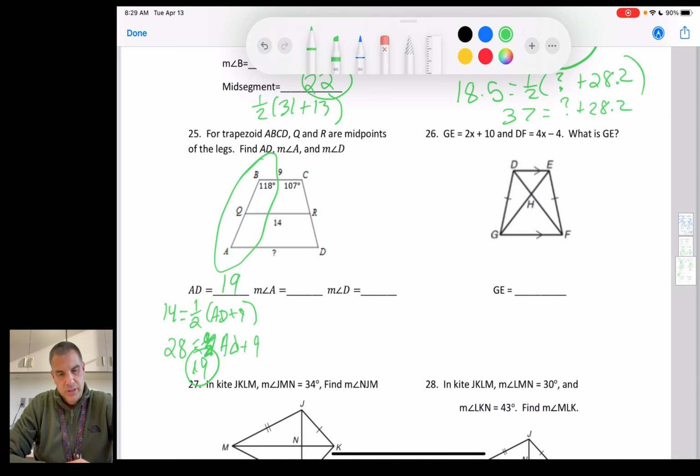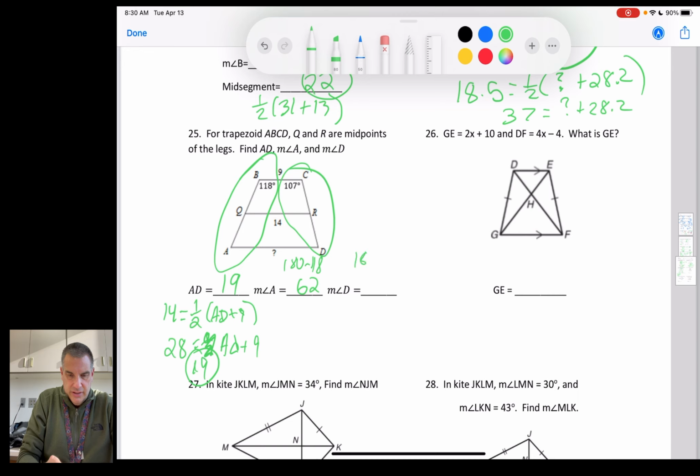Angle A and angle B have to add up to 180. So this is going to be 180 minus 118, which is 62. And those two have to add up to 180, so 180 minus 107, which is 73.